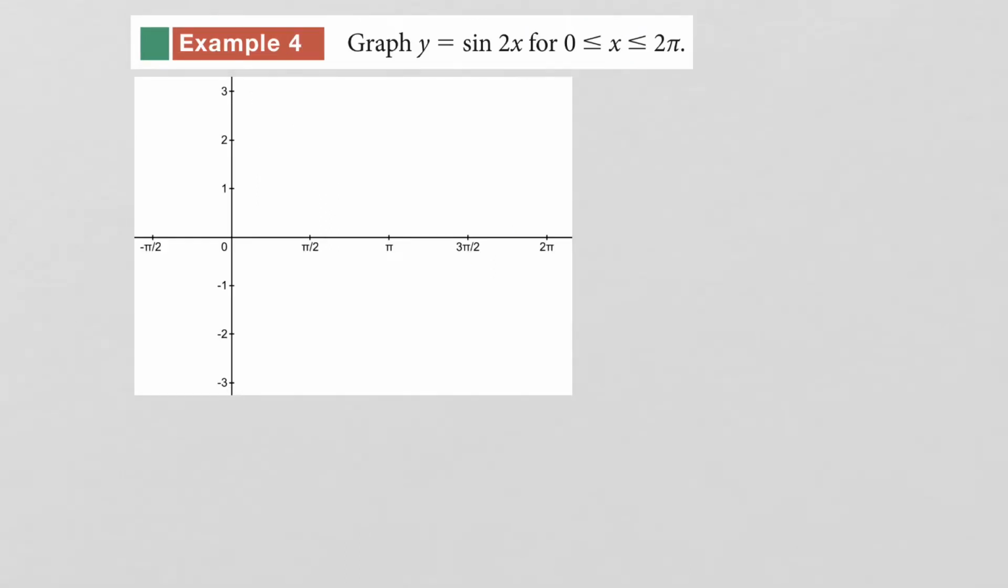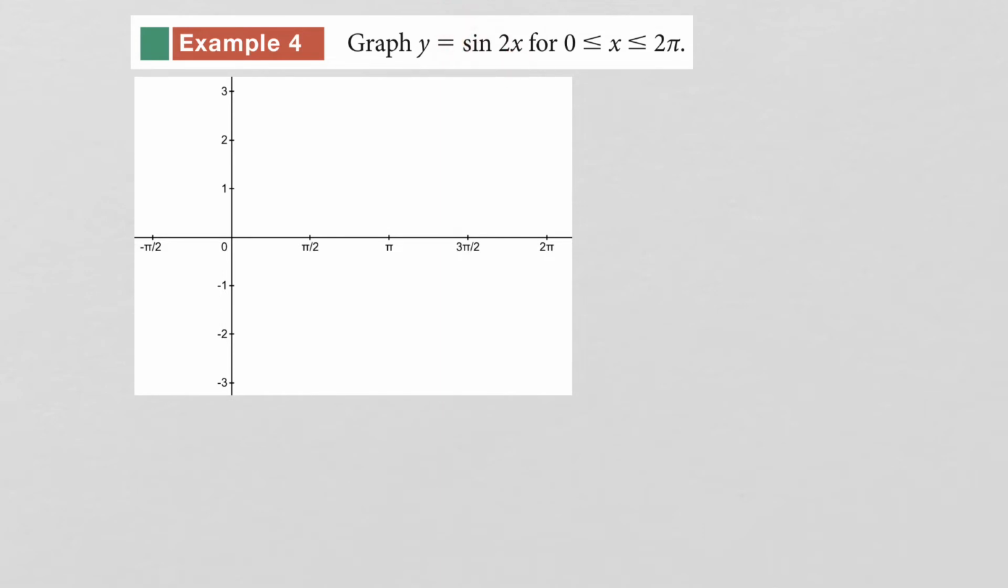Now we're going to look at how we can change the period of a graph. So instead of a cycle occurring between 0 and 2 pi, how can we either lengthen or shorten the distance for that cycle? So let's consider y equals the sine of 2x. So now instead of a number in front of sine, we have a number in front of x.